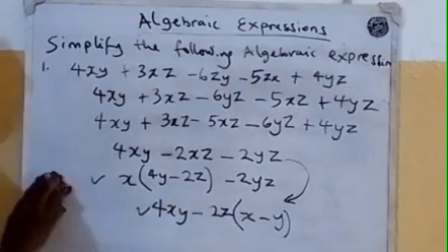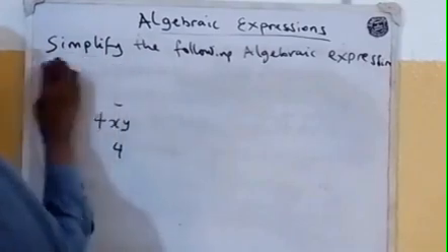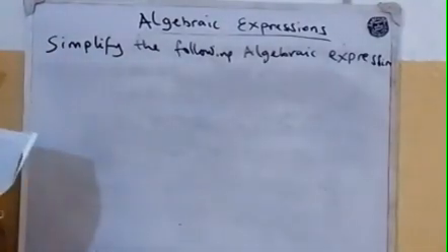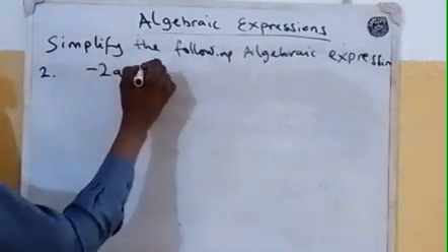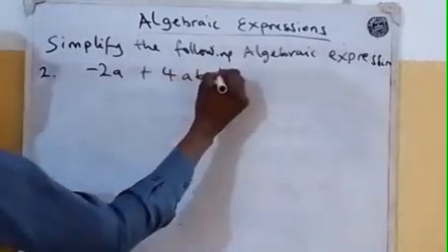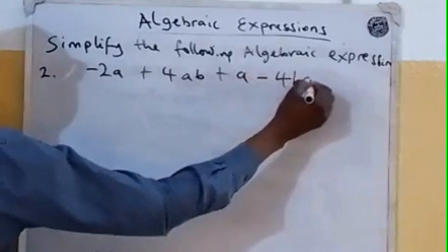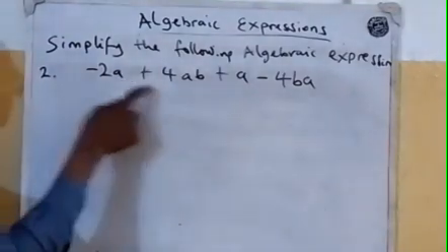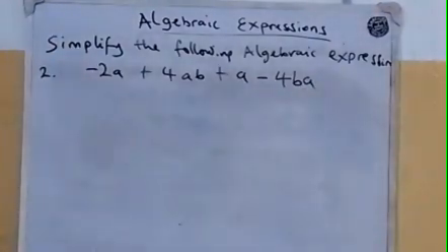Let me put another question for us to consider. Still simplify. Number 2, still simplify this algebraic expression. Number 2, I have it as minus 2a plus 4ab plus a minus 4ba. You see now, this has how many terms? 1, 2, 3, and 4 terms. You have 4 terms.